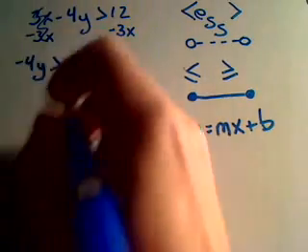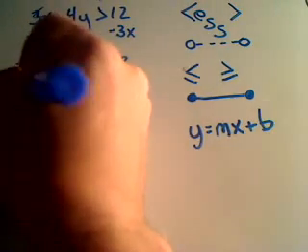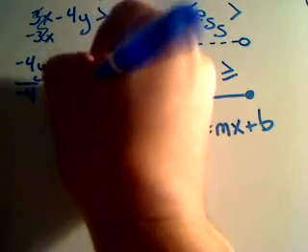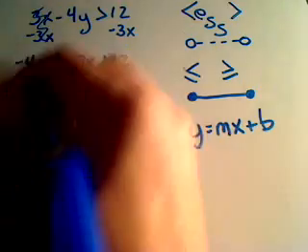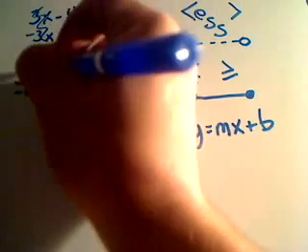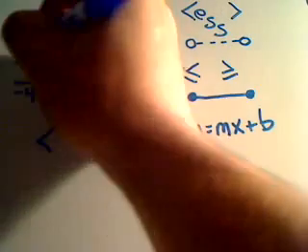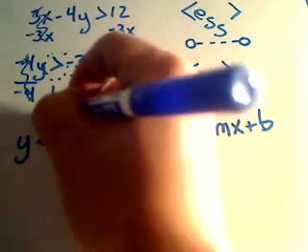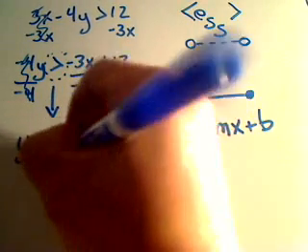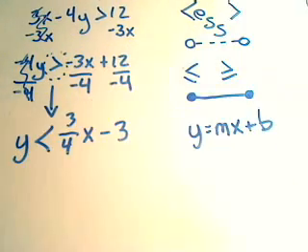Alright, and just like when we had y equals mx plus b, we divide by a negative 4. Now, remember the rule, if you divide or multiply by a negative, that sign must flip. That cancels out. You're left with y is less than a positive 3/4 x minus 3.